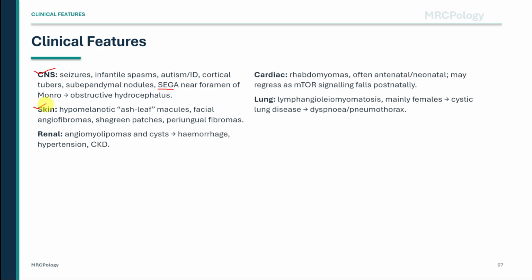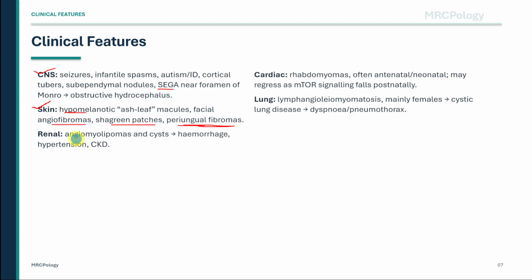The skin signs are high yield because they may give the diagnosis at the bedside. Hypomelanotic ash leaf macules are pale, leaf-shaped lesions. Facial angiofibromas are classically seen over the cheeks and nose. Shagreen patches are thickened, leathery plaques, often over the lower back. Periungual fibromas occur around the nails.